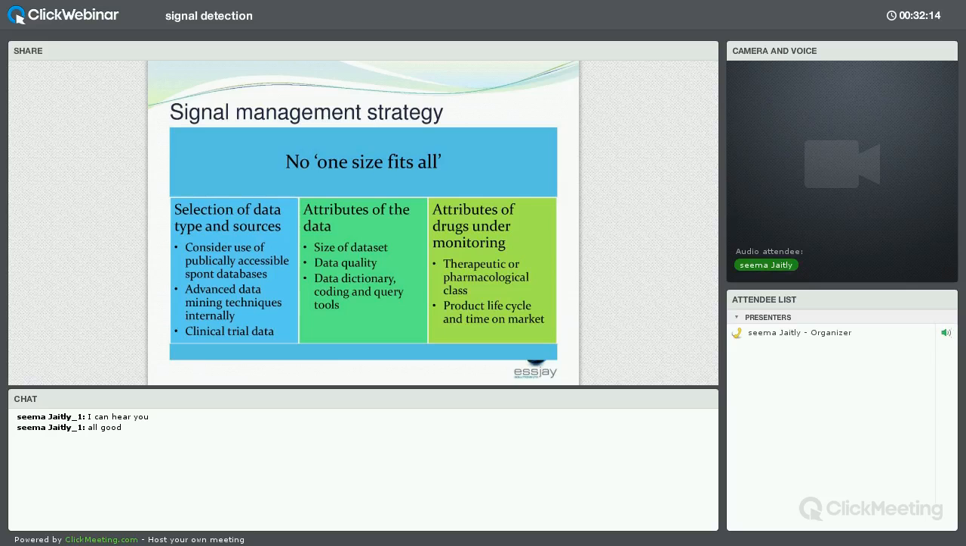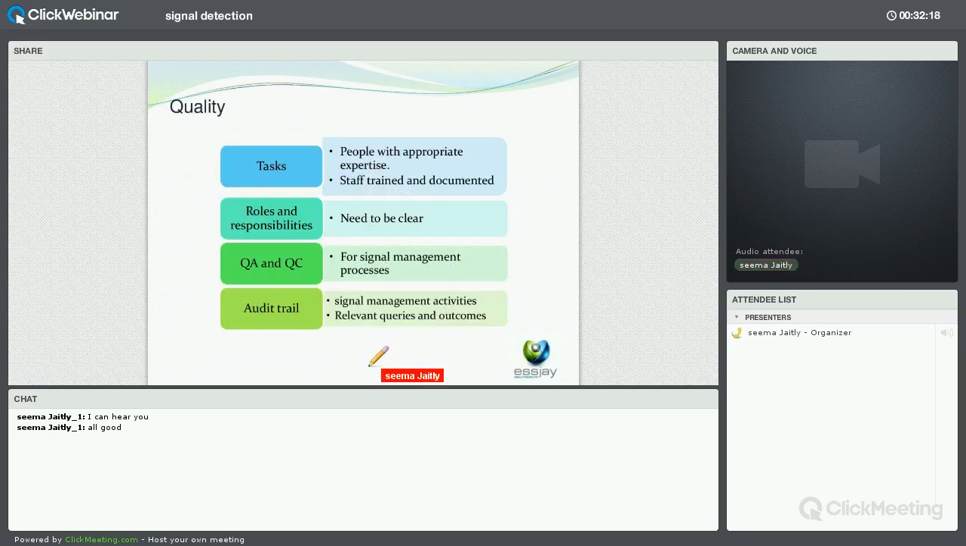I just wanted to touch on the last two slides. One is on quality. So looking at quality, again, very much focused on within the new EU legislation. You need to have people with the appropriate expertise to perform these tasks, and they need to be trained, and this needs to be documented so that you ensure that you have the right people performing these activities that are able to make the right decisions.